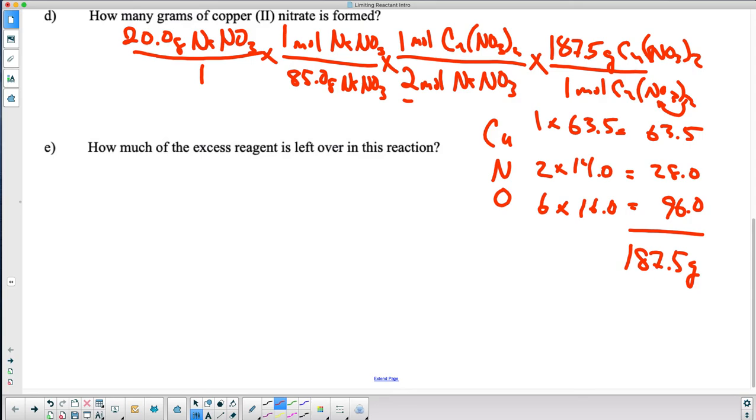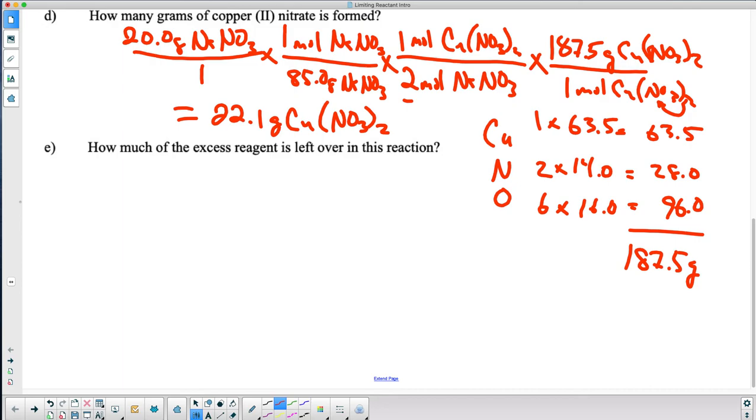times 187.5, equals, and now I get, over here, to give myself a little bit of room, 22.1 grams of Cu(NO3)2, like that. 22.1 grams of Cu(NO3)2. And that's how much copper nitrate is formed. I know these are long calculations. Sorry about that.